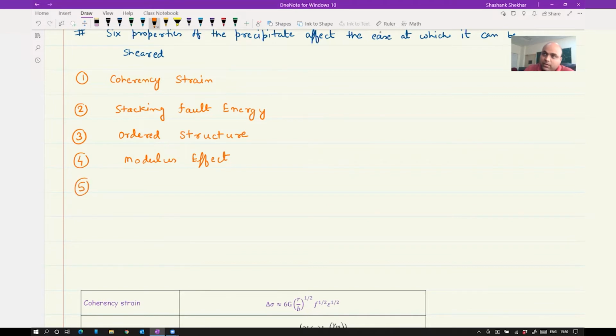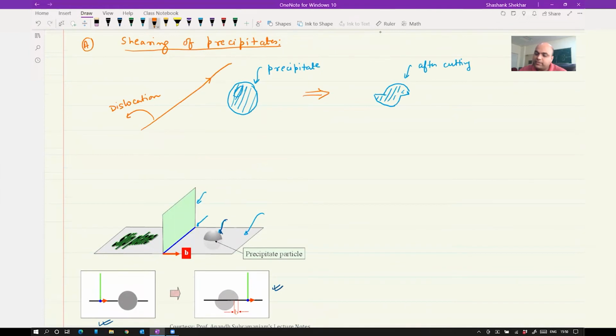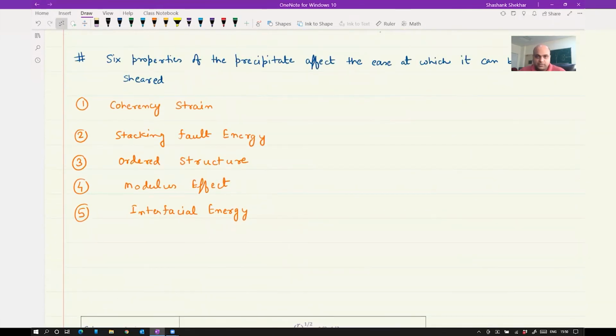The fifth is interfacial energy. Now, if you see what I showed before, you are going to create new interfaces here, right? Now, the creation of these new interfaces will also require some amount of extra energy. So it will also enhance the strength. Okay. So that is what I mean when I wrote interfacial energy. Creation of new interfaces will require extra energy.